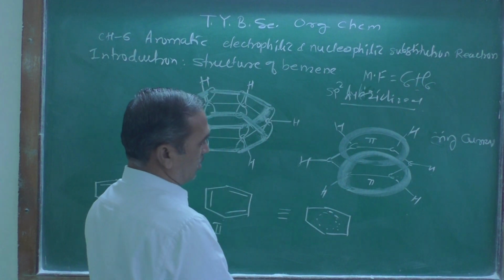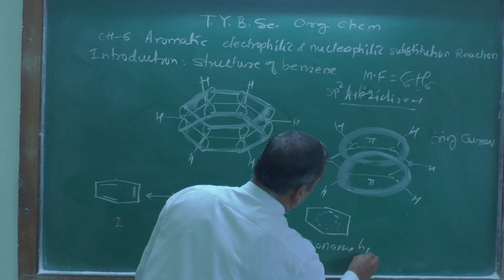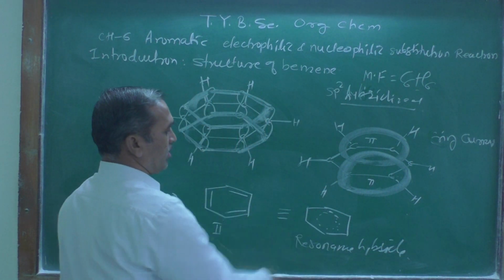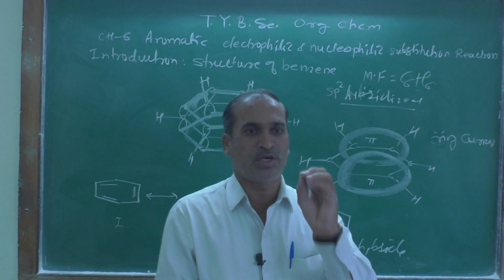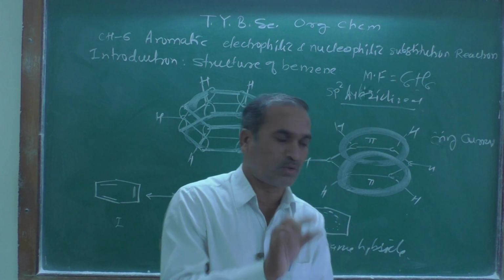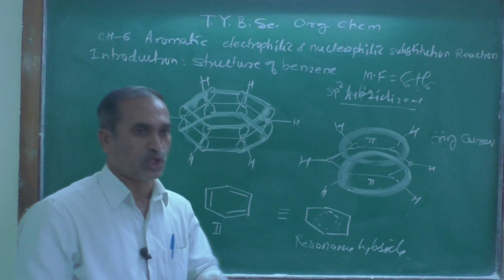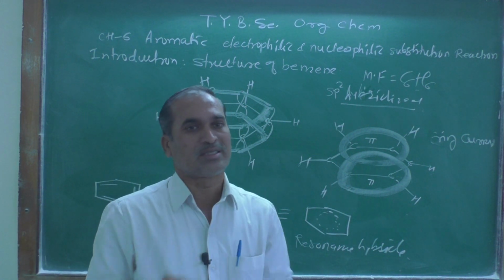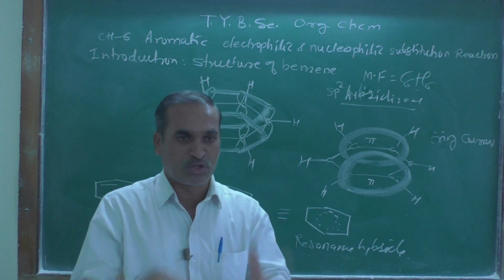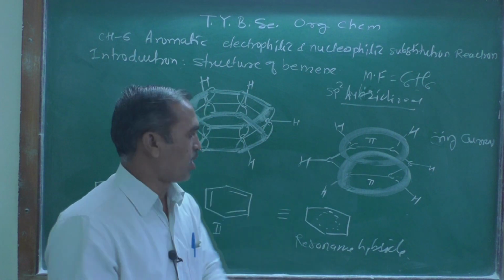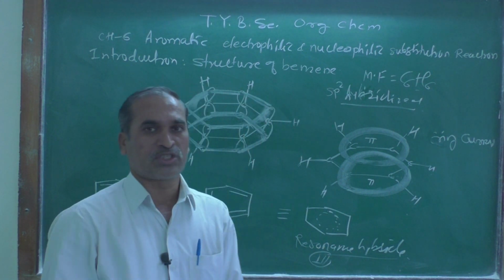This electron density is distributed. This is a resonance hybrid. We can call it a resonance hybrid. This is the structure of the resonance hybrid, and from this we can conclude, or infer, that the electron density is not located on a particular carbon-carbon double bond, or on a single carbon atom, but is distributed equally over all 6 carbon atoms. Therefore, this resonance hybrid, the third structure, is the most stable structure of benzene.